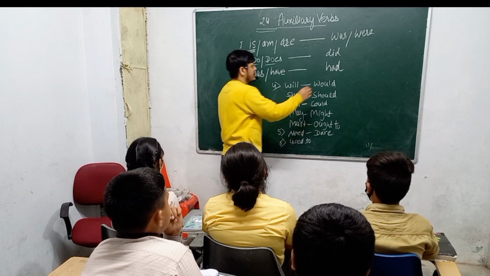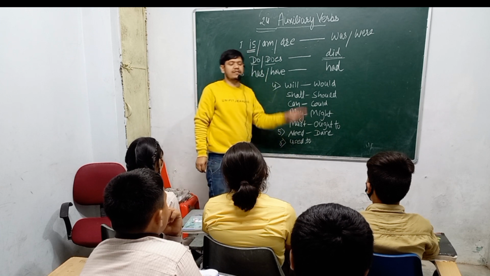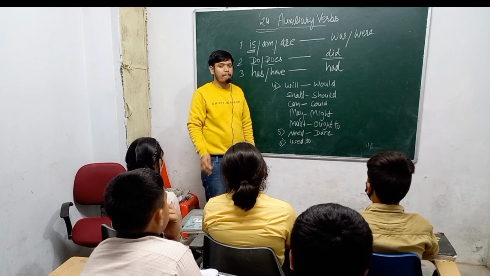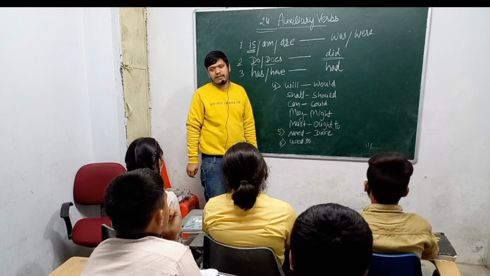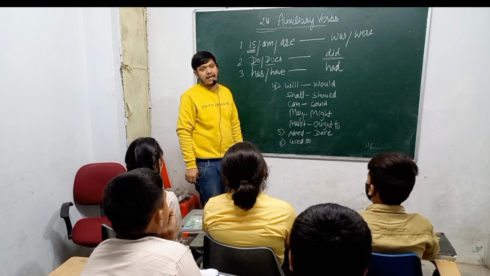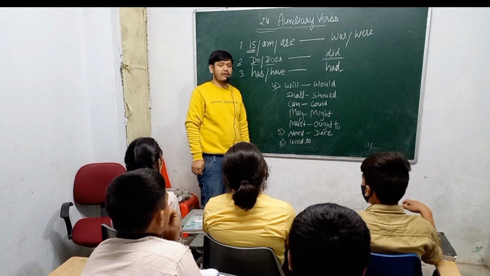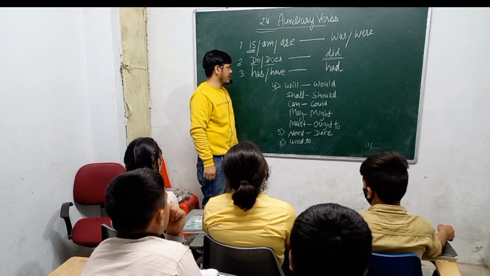Did. Did is used with simple past. We use did for simple past tense, and we use the first form of verb, meaning the sense remains of the second form of verb. We need to make sure that whenever we are using did, we use the first form of verb, the meaning remains for the second form, and then in answering we should be using the second form.